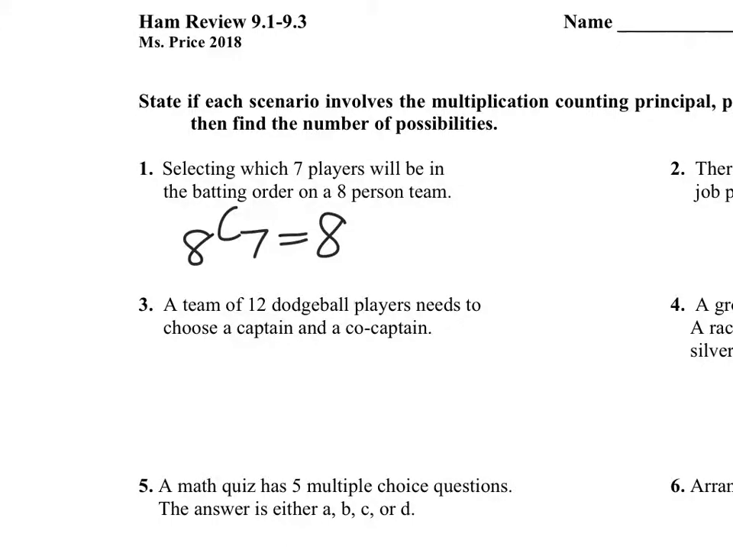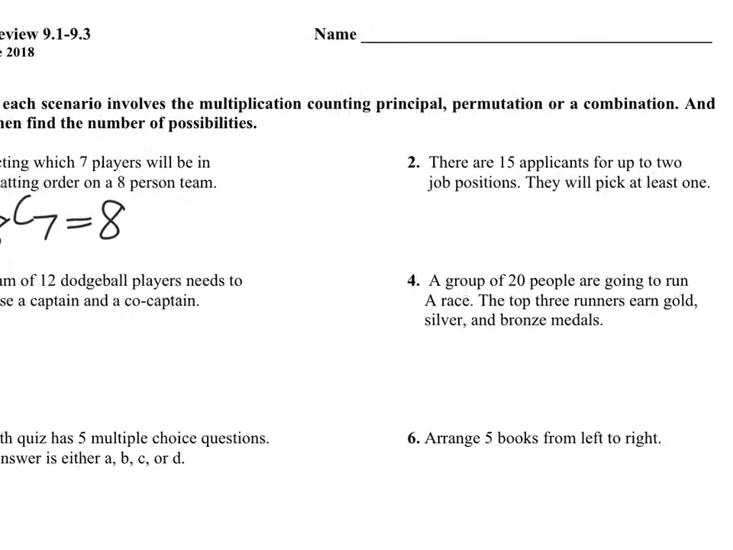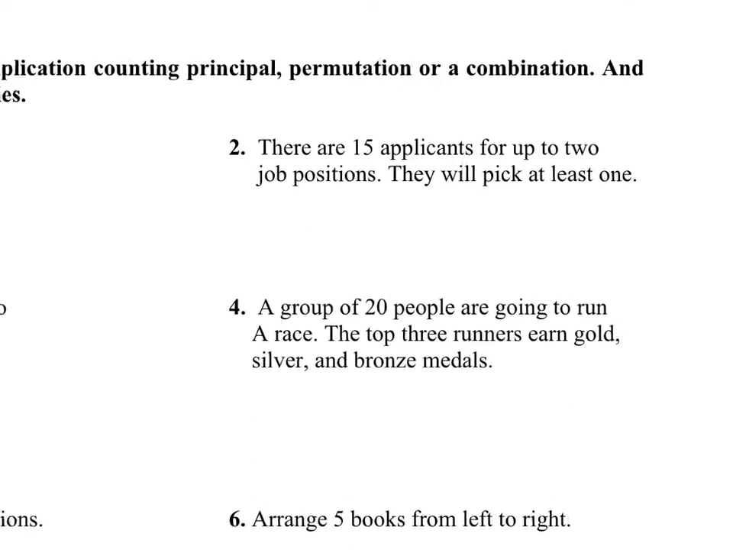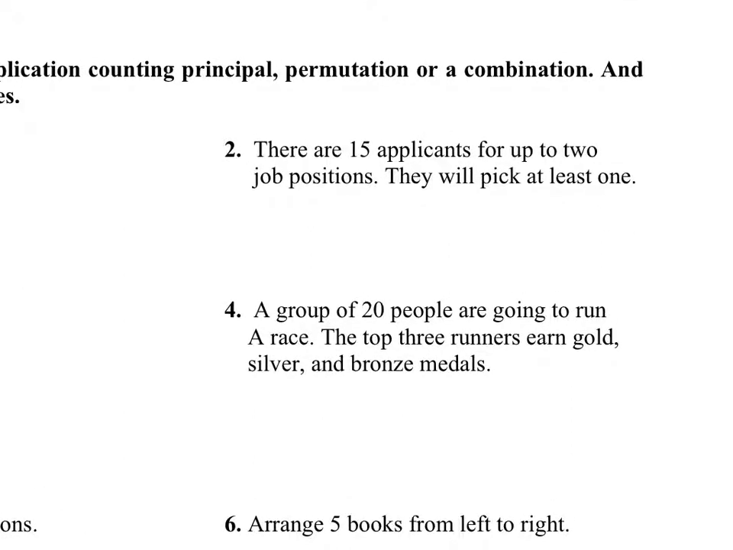That sucks. Okay, number 2. There are 15 applicants for up to 2 job positions. They will pick at least 1. Now, there's 2 scenarios going on here. They're either going to pick 2 people, and that would be a way, or they're going to pick 1 person for the job. So you need to take those 2 possibilities and add them together.